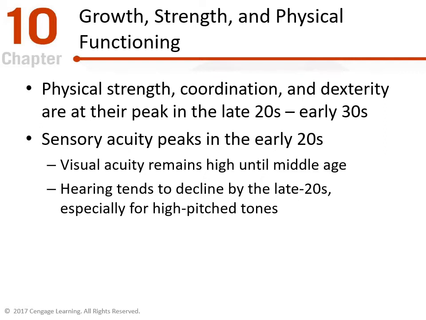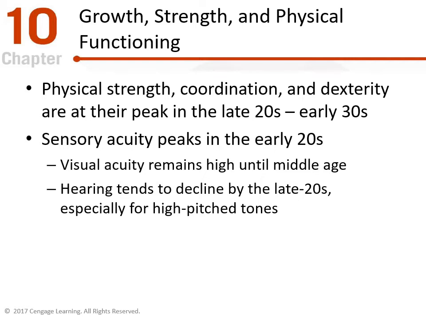Visual acuity remains high until middle age, so that's your ability to see. Usually, if you've noticed, maybe your parents, or I don't know if anybody over 40 in the class, you start to look at your menu and you have to take it away from your face because you can't see up close. Not being able to see up close is an aging process. Everybody eventually, if you live to 120, would have trouble seeing up close. It's an aging process of your eyes, and usually starts to hit in middle age, even for some people in their 40s.